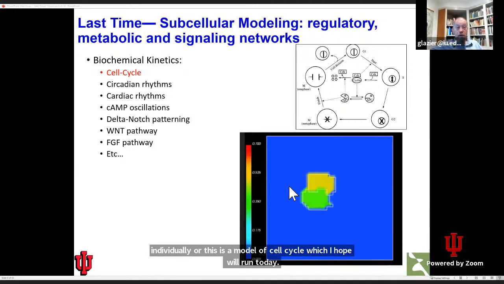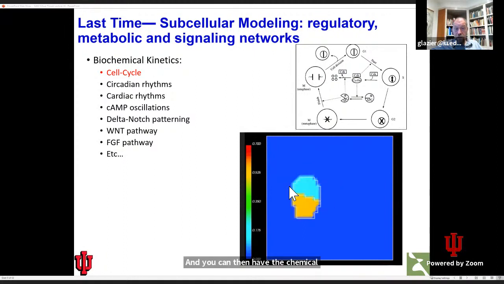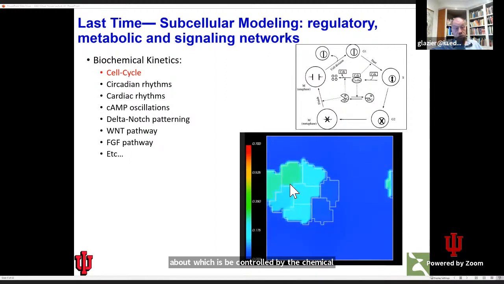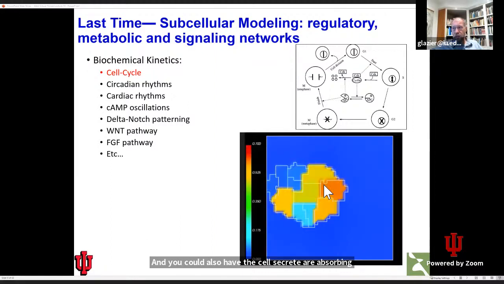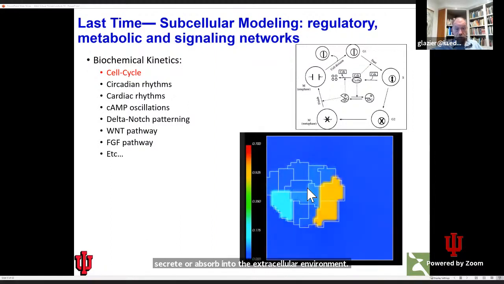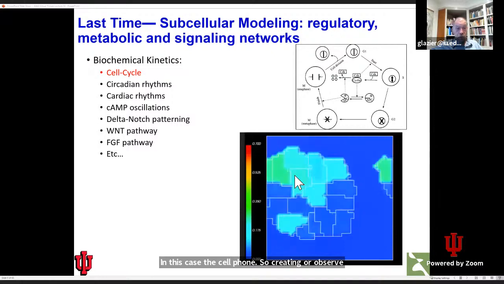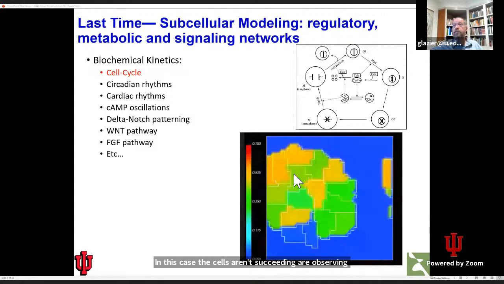And you can then have the chemical concentrations inside of cells do the kinds of things Kali was talking about, which is be controlled by the chemical concentrations outside of the cells, at least affected by it. And you can also have the cells secrete or absorb into the extracellular environment. In this case, the cells aren't secreting or absorbing anything. They're just doing their thing in terms of growing and dividing.